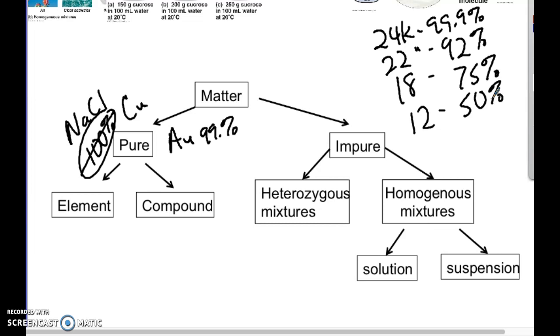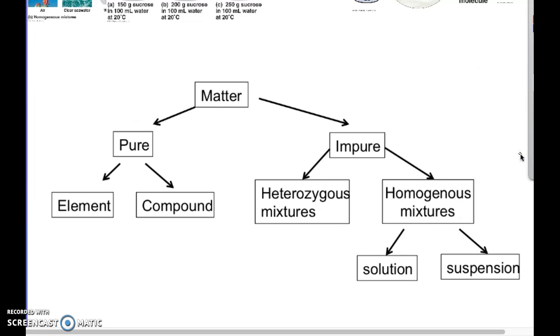All right. Now, under impure, then, everything else, we have two major categories, and we can either have heterogeneous mixtures or homogeneous mixtures. Hetero means different. Heterosexual means two different sexes. So hetero means different, and so a heterogeneous mixture is where you can look at it and you can see that there are different things, different compounds, and so forth, mixed in it.